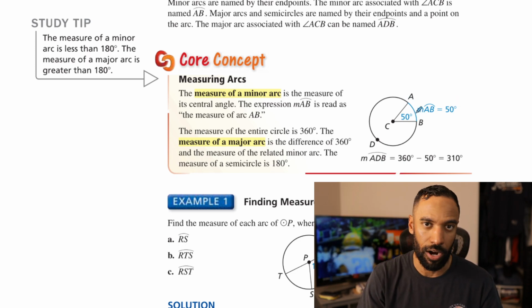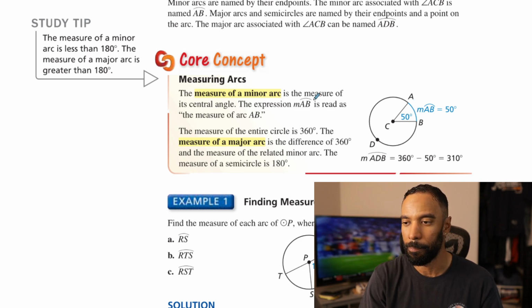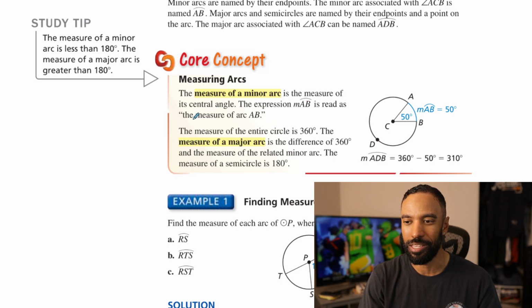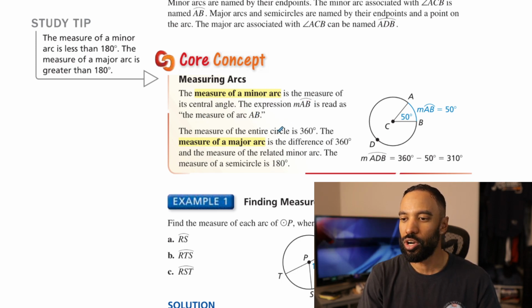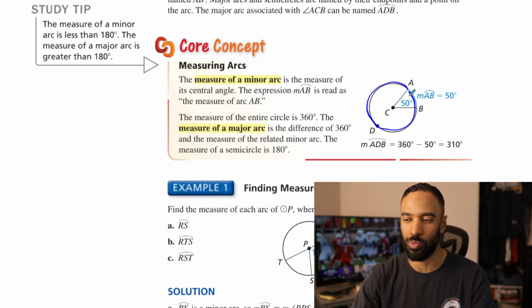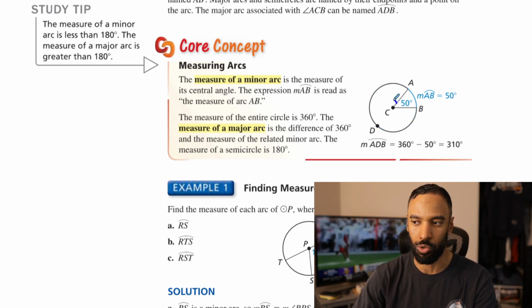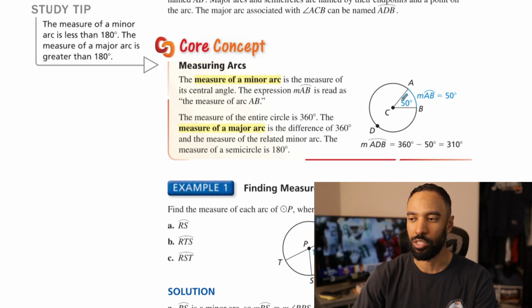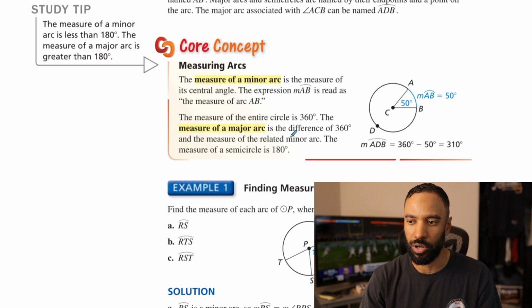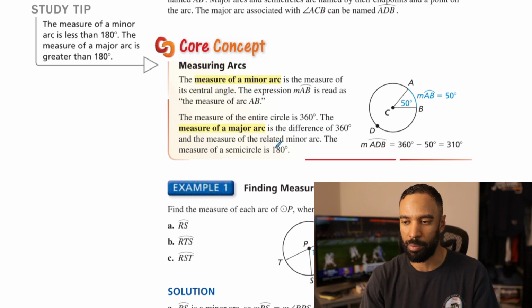There is a length of the arc. That's not what this section's about. It's about its measure. The expression measure of arc AB, mAB, can be read as the measure of arc AB. The measure of the entire circle is 360 degrees. Yes, as we go around this circle, it's a whole 360. As we navigate the central angles and you rotate your body a full 360, that's what we're talking about there. The measure of a major arc is the difference of 360 and the measure of the related minor arc. The measure of a semicircle is 180 degrees.